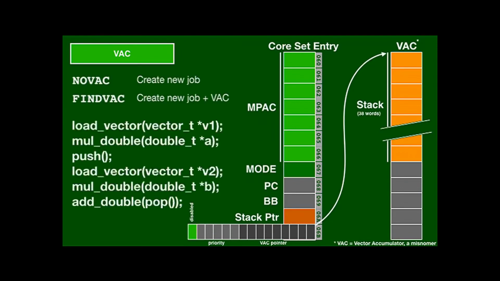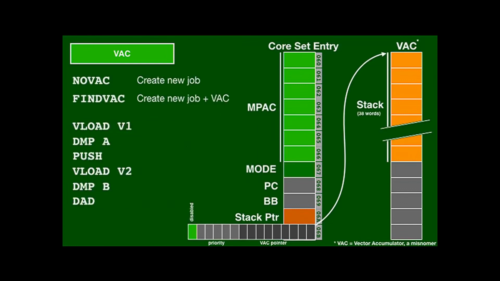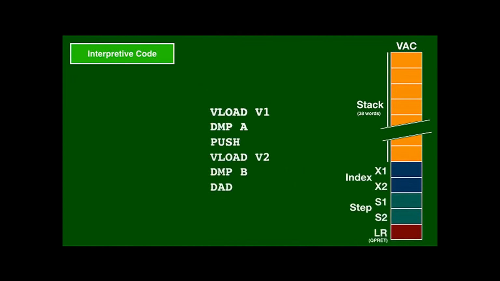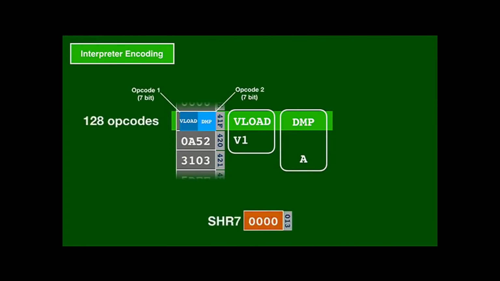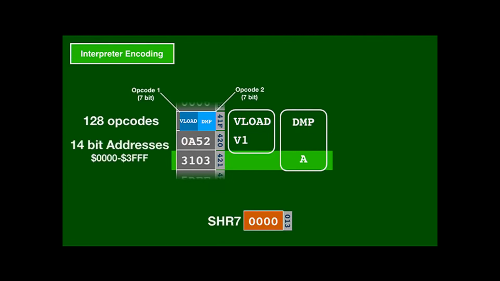The machine code version of the example code would still be very verbose, with many function calls passing pointers. The designers of the HEC software decided to create a new and compact language that will be interpreted at runtime, a virtual machine. The interpretive language is Turing complete, and in addition to the MPAC, has 2 index registers, 2 step registers, and its own link register. The encoding manages to fit 2 7-bit opcodes in one word, which allows for 128 opcodes and explains why there's a shift right by 7 function in the CPU. The 2 operands are stored in the following 2 words, allowing 14-bit addresses.